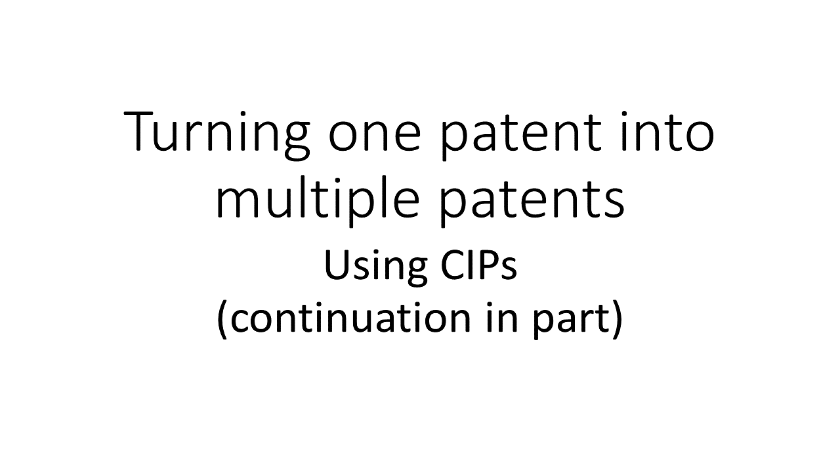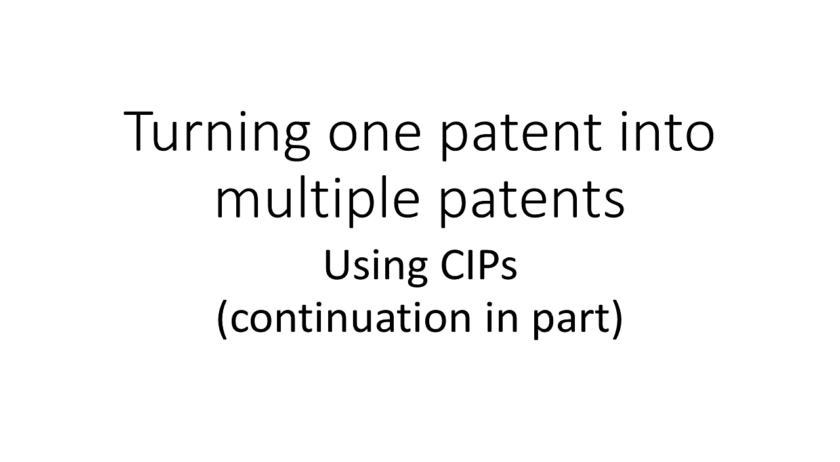Welcome to another exciting episode of Inventor's Quick Tips. Today we are going to be talking about a special kind of patent application called a continuation in part application, or CIP application, and it can be useful for getting more patents out of your invention. So let's see how that could work.